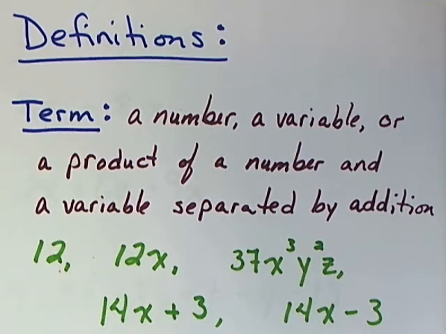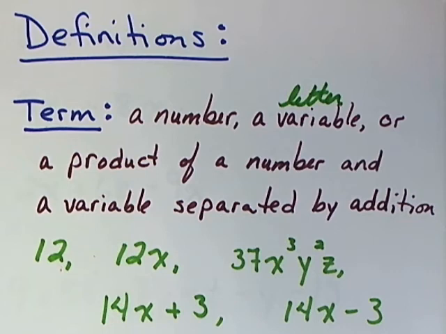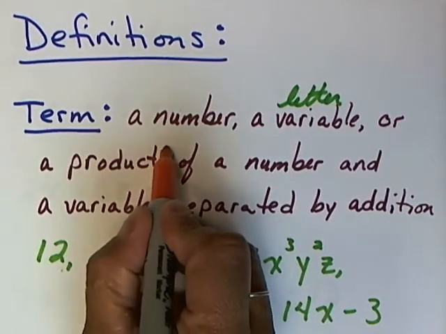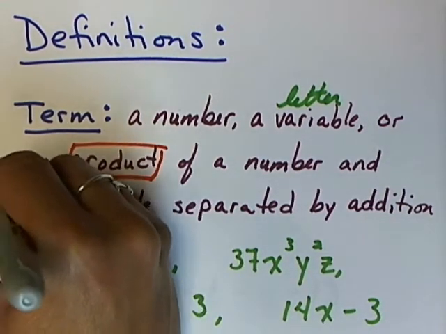Now, in order to understand the definition, though, we need to make sure that we understand the words in the definition, because if we don't understand that, the definition is lost to us. So a number, okay, we know what a number is. A variable, that's just another way of saying a letter. That's representing our unknown, or some number that we're not sure what it is. It's hidden, and we'll maybe find it, or maybe we won't. Maybe we're just playing with it as it is. Okay? Or a product of a number and a variable. A product, that is a key word in arithmetic. A product means the answer to a multiplication problem.